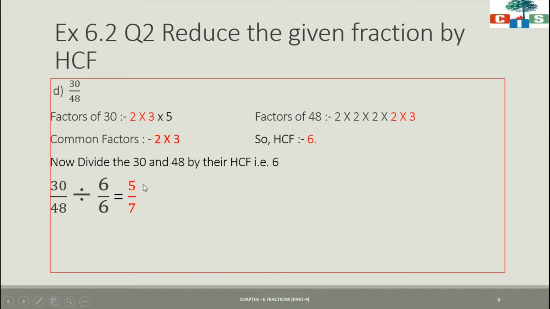So here we have got the new fraction, that is 5 upon 8, which is the reduced form of 30 upon 48. Okay scholars, rest all sums you have to do by yourself, that is sum number B and sum number C. First of all, you have to find factors of the numerator, then factors of the denominator, then you have to find common factors, and multiply common factors to get the HCF, and lastly you have to divide the given fraction by its HCF. Then you will get its reduced form. Okay scholars.